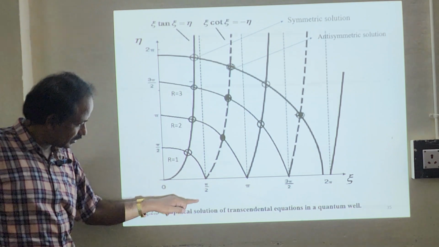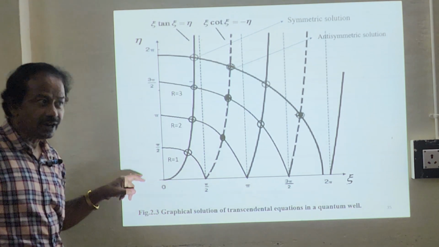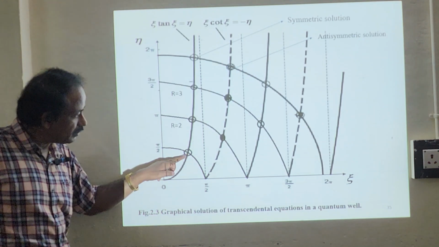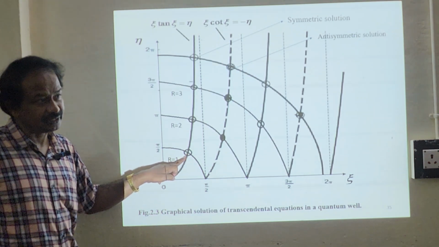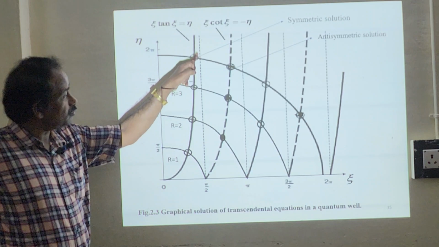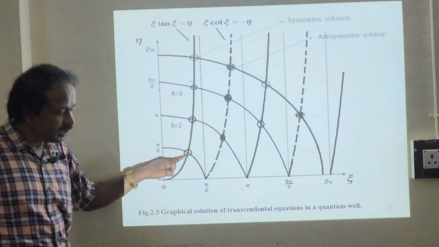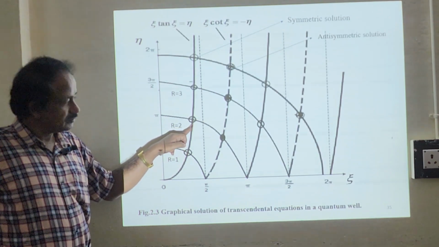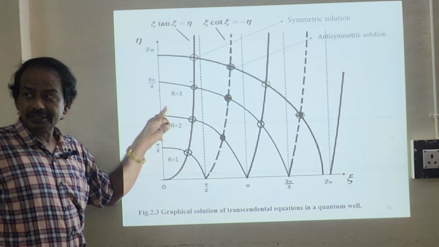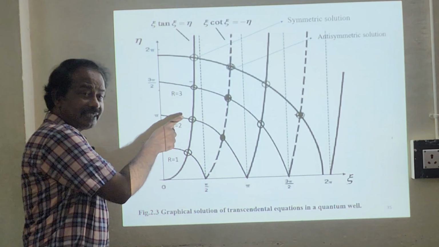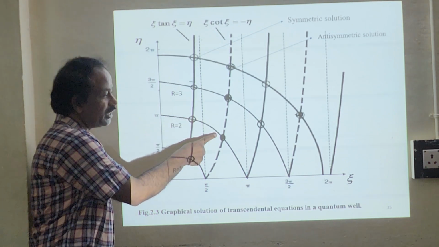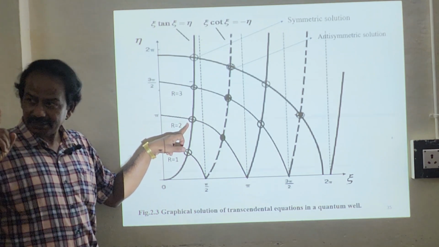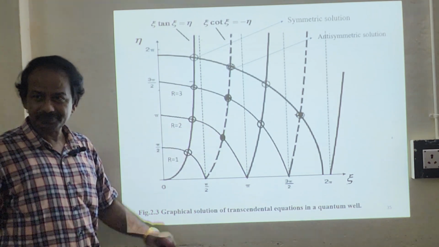For the first circle, R equal to 1, n equal to 1. So this is the first one. Do we have a symmetric or anti-symmetric solution? Symmetric, because this is the only symmetric line. So we have only one symmetric solution. Look at the next curve, R equal to 2. It intersects both symmetric as well as anti-symmetric curves. So for symmetric we have one, and for anti-symmetric we have one solution.